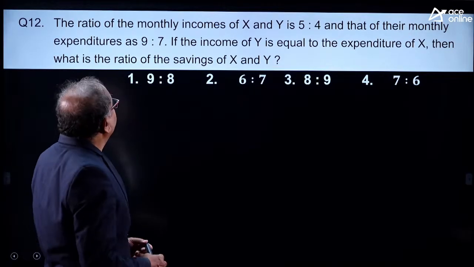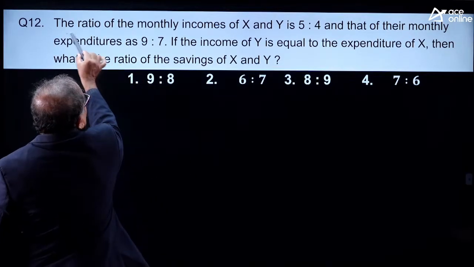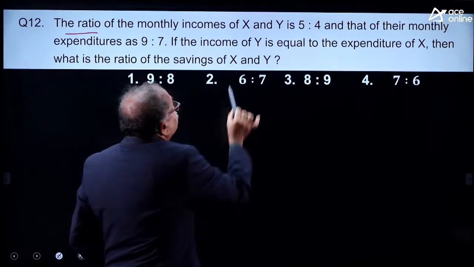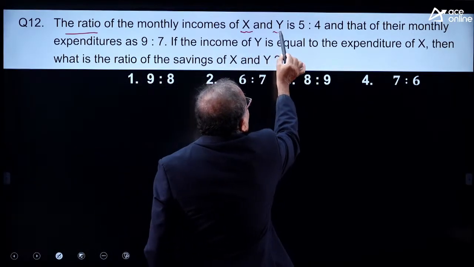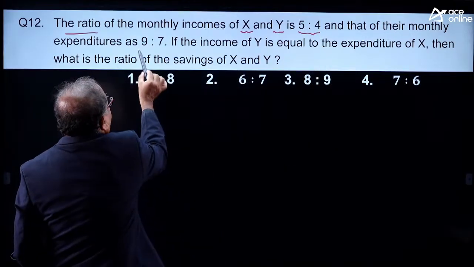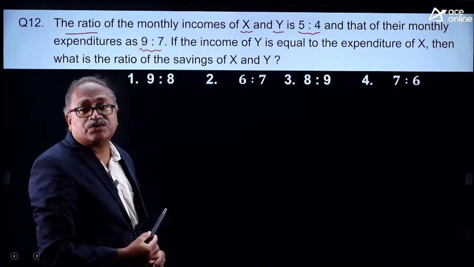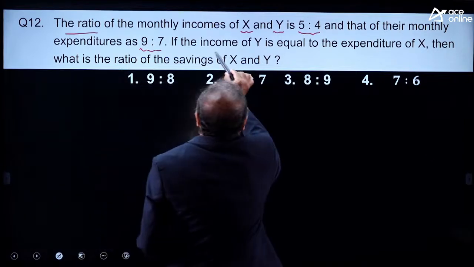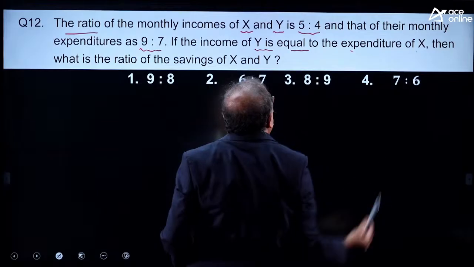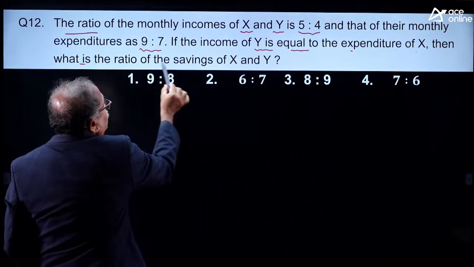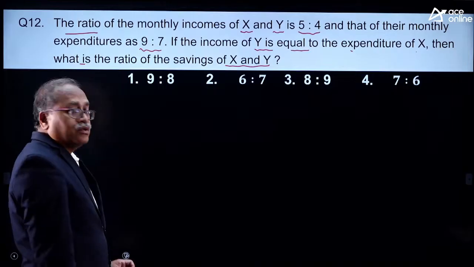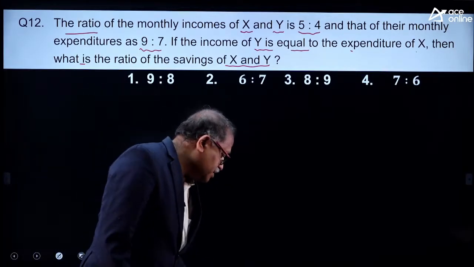Okay, look at this one. This is a very good question. The monthly income of X and Y is 5:4, and their monthly expenditures are in the ratio of 9:7. And if the income of Y is equal to the expenditure of X, then what is the ratio of the saving of X and Y? Okay. So, please solve this.